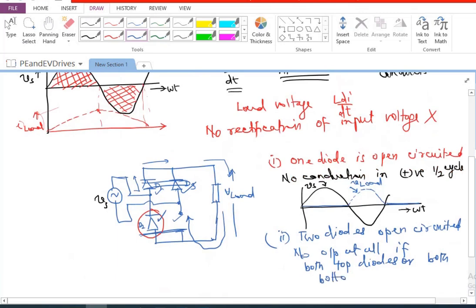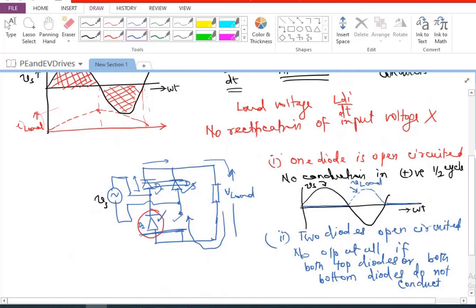No output at all if both top diodes or both bottom diodes do not conduct, or they are open circuited. So you will not have any output at all. But if we say the diagonally opposite two diodes are gone, then at least we will get either the positive half cycle or the negative half cycle.